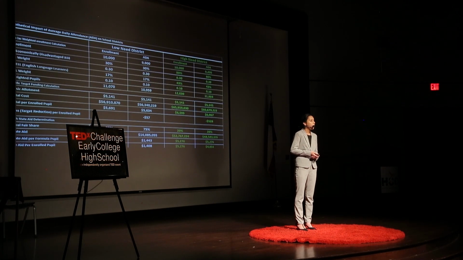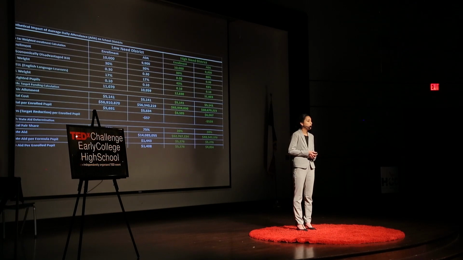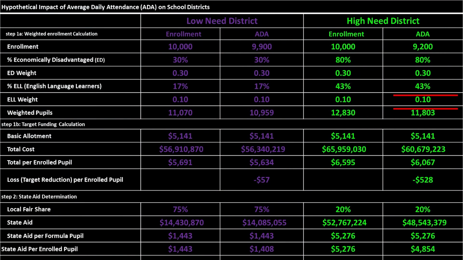In this example, the low-need district has a 9,900 average daily attendance, nearly perfect, while the high-need district has a 9,200 average daily attendance. Once we calculate the weighted pupils using the percentages of economically disadvantaged students and English language learners, weighted pupils should be 10,959 instead of 11,070 when taking into account average daily attendance in the low-need district. In the high-need district, however, the weighted pupils is reduced to 11,803 when taking into account average daily attendance, compared to the 12,830 students.